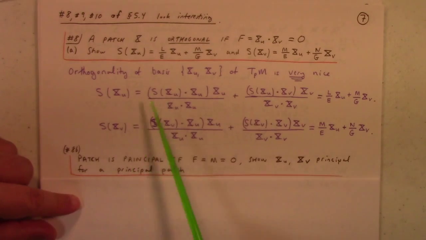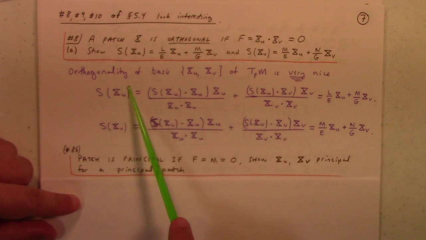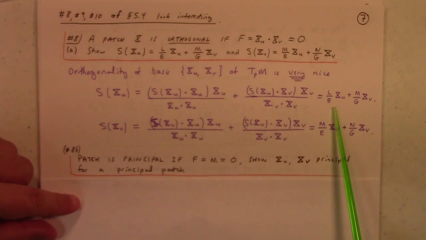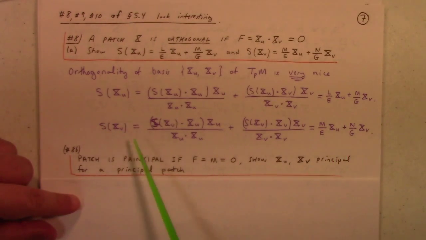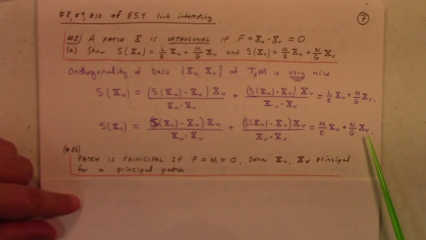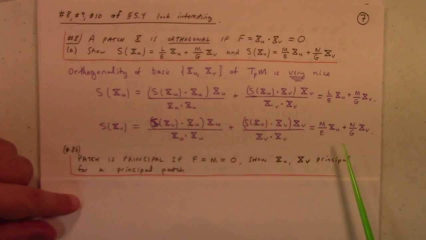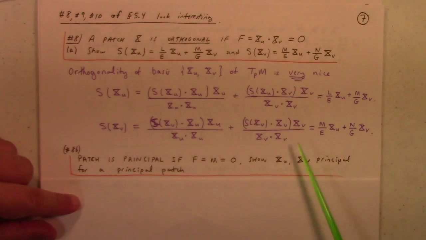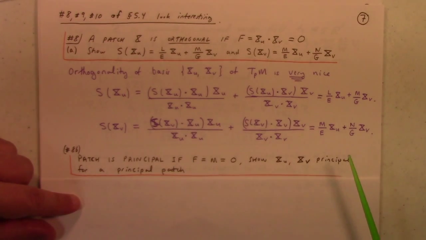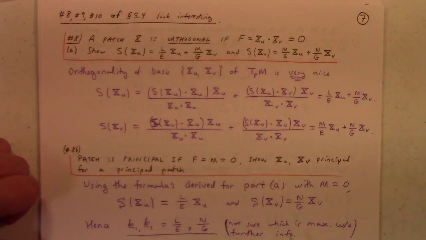Well, that means that the partial velocity in the u direction is an eigenvector of the shape operator with eigenvalue L over e. Likewise, x sub v is an eigenvector of the shape operator with eigenvalue n over g in the case that m is 0 for part B, the principal patch. And that goes to show you that, in fact, yes, x_u and x_v are principal vectors, and the eigenvalues, in fact, are L over e and n over g.